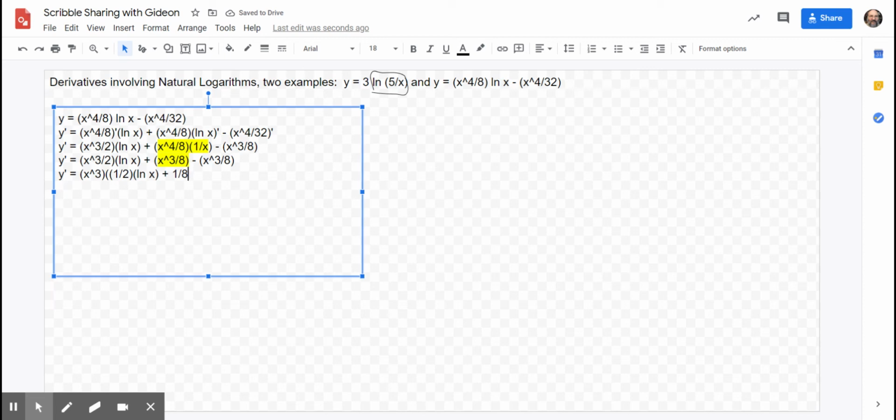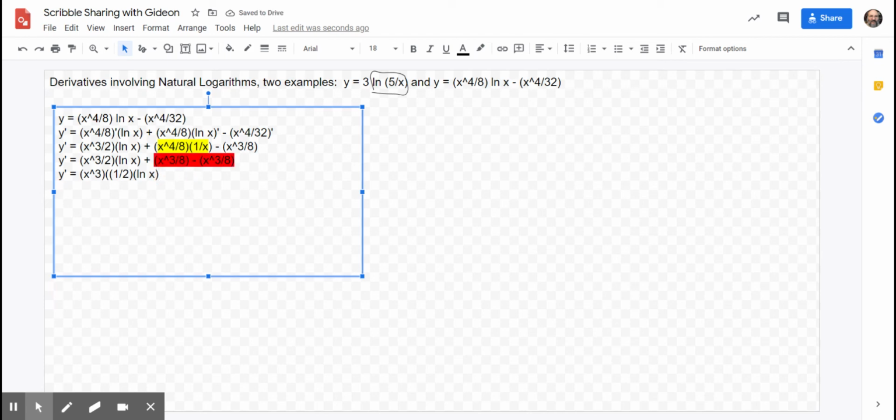Oh, that's cool. I could have just canceled the line before, right? These two terms are the same. Turns out that they're the same when they get reduced. So let me go ahead and highlight that red and go gone. And we just have the x cubed times 1/2 ln x.